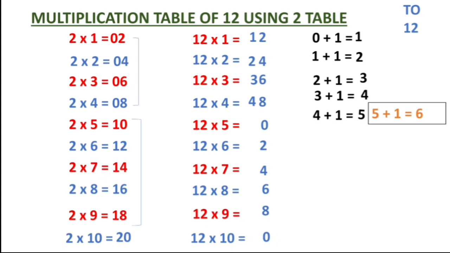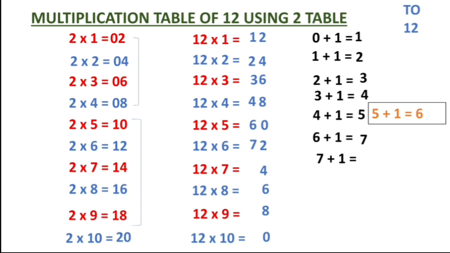Now 4 plus 1 is 5. Since the tens place is changing from 0 to 1, I will add 5 plus 1, that is 6. So 12 fives are 60. Now 6 plus 1. The tens place is 1. 6 plus 1 is 7. I will write 7. 12 sixes are 72.